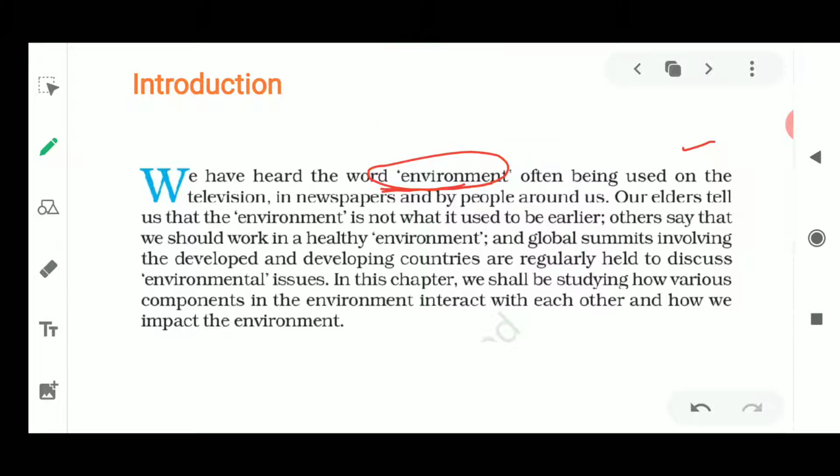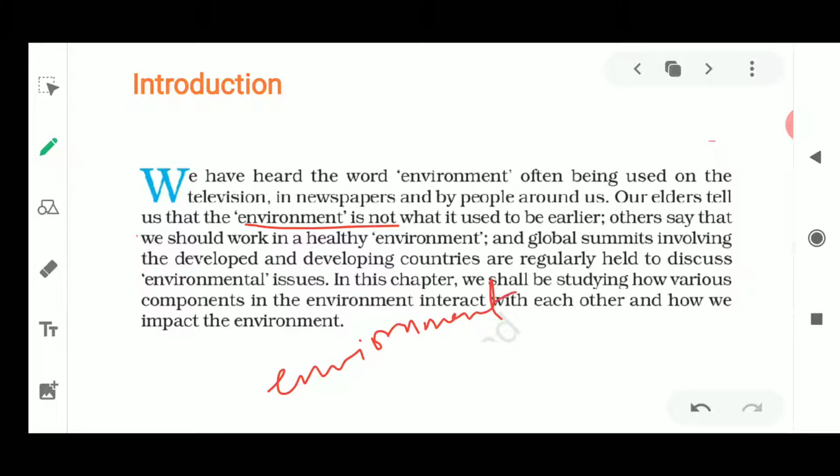So here is what is being used in the televisions and the newspapers and by the people around us. Even our elders also tell us that the environment is not what it used to be earlier. Now, why are we talking about the environment in the same manner that our elders are saying, that the environment present earlier is not like that? What has changed in our environment is a topic for thinking. So first we need to understand our environment.